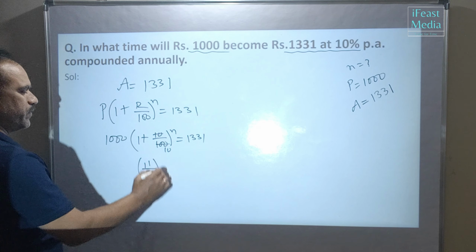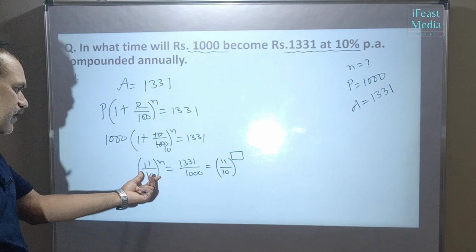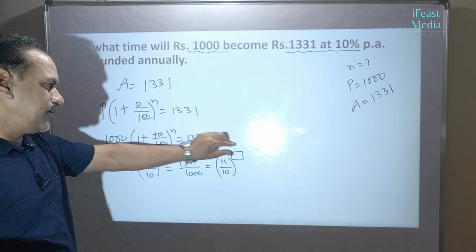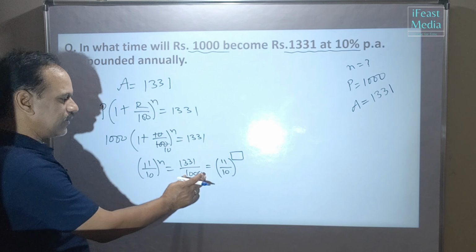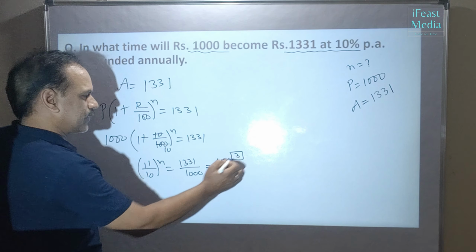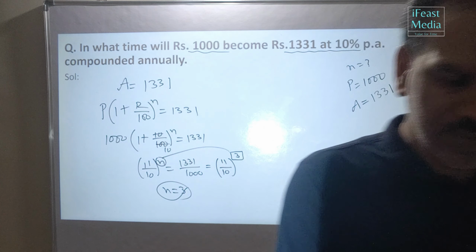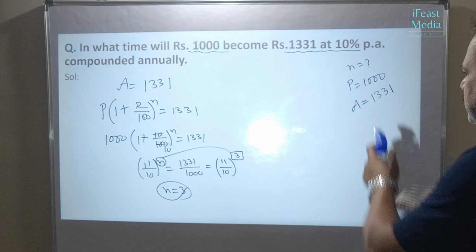So here you have 11 by 10 whole power n. You must get 11 by 10 to the power of something on the right side. Then only you can equate the bases and find the answer n. This 1000 is 10 cube, and you check 11 cube is 1331. Yes, 11 cube is 1331. So n equal to 3. So in 3 years, 1000 rupees will become 1331 at a rate of 10% per annum, compounded annually.